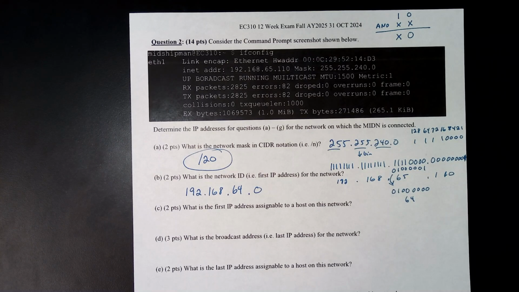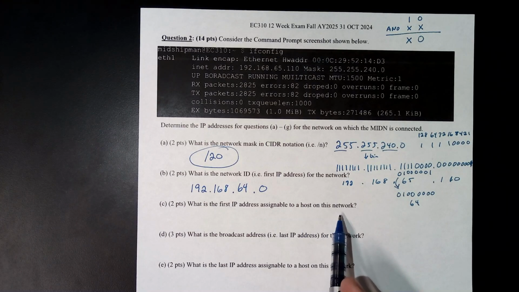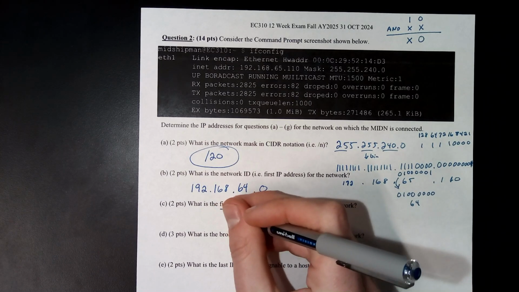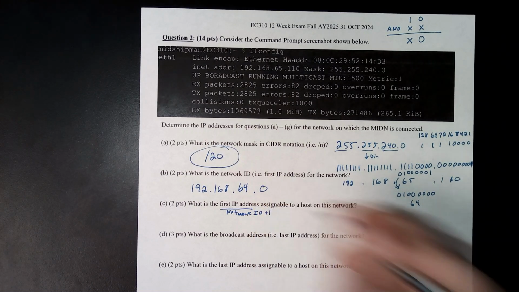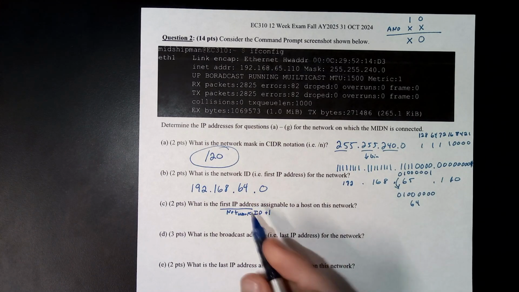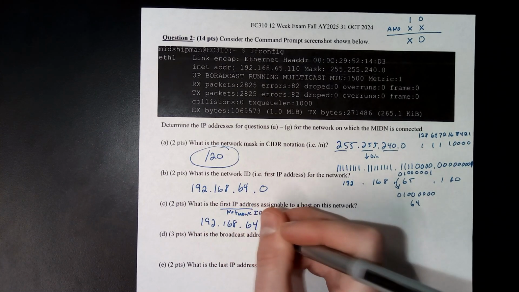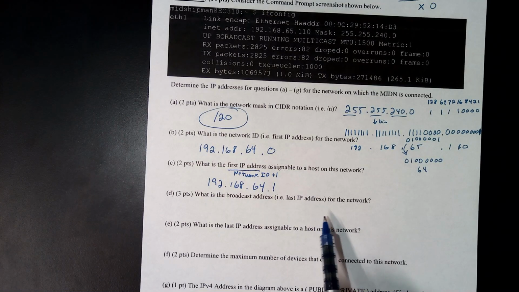So then what is the first IP address assignable to a host on the network? First IP address is network ID plus 1. So we're just going to take this value and we're going to do 192.168.64.1. That's it. What is the broadcast address? Last IP address of the network.